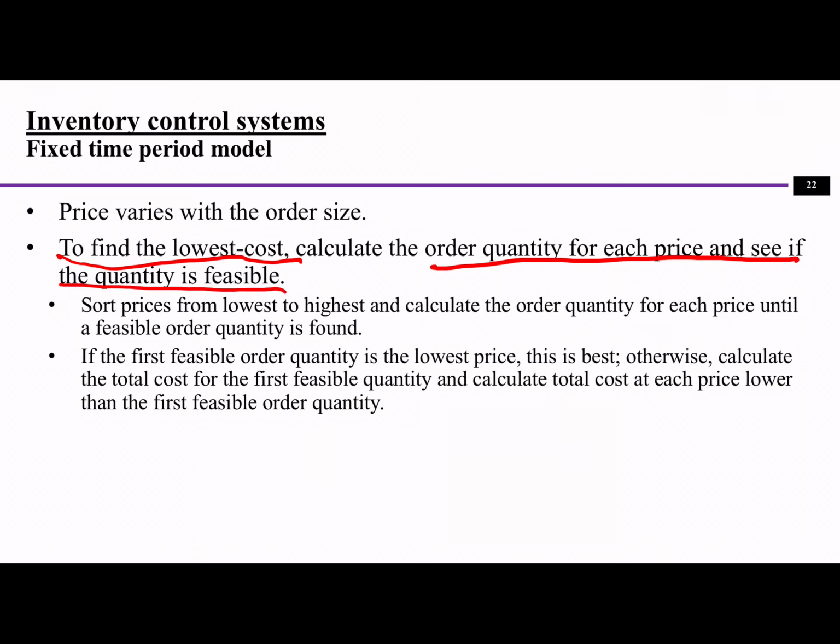And then you can sort the prices from lowest to highest and calculate the order quantity for each price until the feasible order quantity is found. If the first feasible order quantity is at the lowest price, this is the best. Otherwise, you can calculate the total cost for the first feasible quantity and the total cost at each price lower than the first feasible order quantity. Well, it might sound confusing. The easy way is you just calculate all of the order quantity EOQs and compare if they are valid. If they are valid, then compare those. If they are not valid, then find the price break and compare the annual cost.